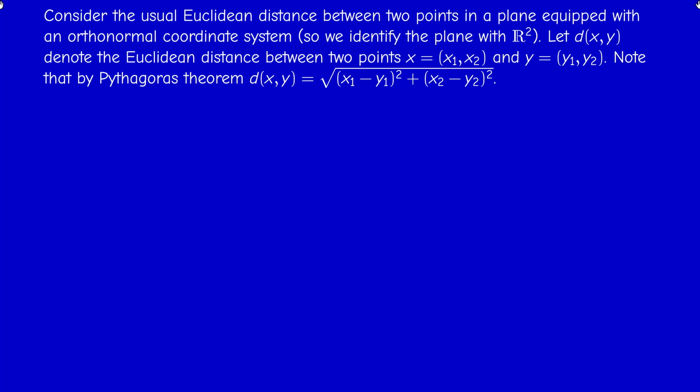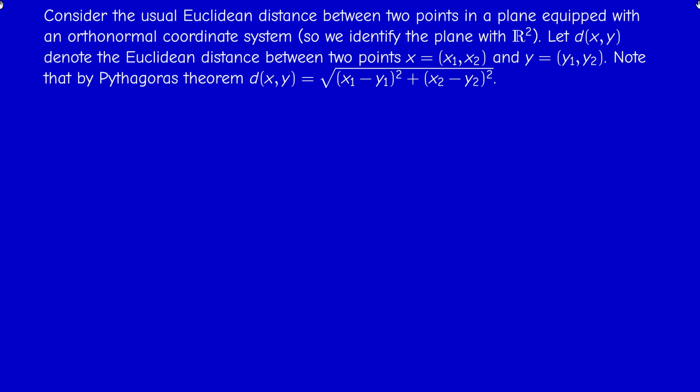the usual distance between x and y, as you know, is the square root of (x1 minus y1) squared plus (x2 minus y2) squared. First coordinate minus first coordinate squared plus second coordinate minus second coordinate squared. This is by Pythagoras theorem. So this is the usual distance that you know from high school.